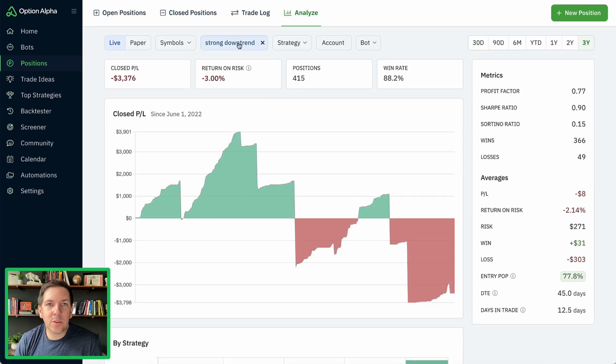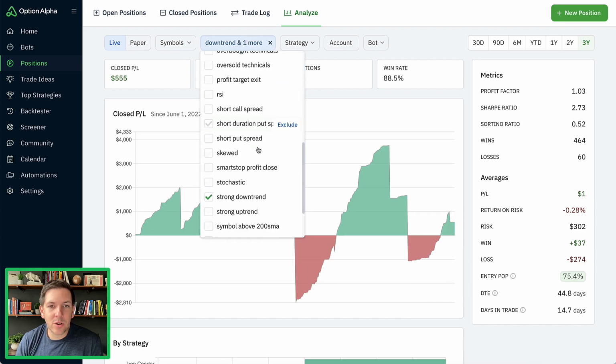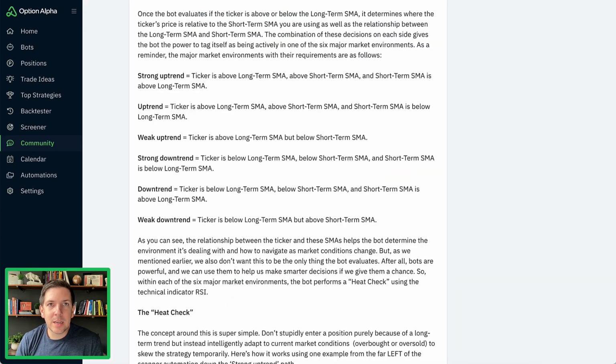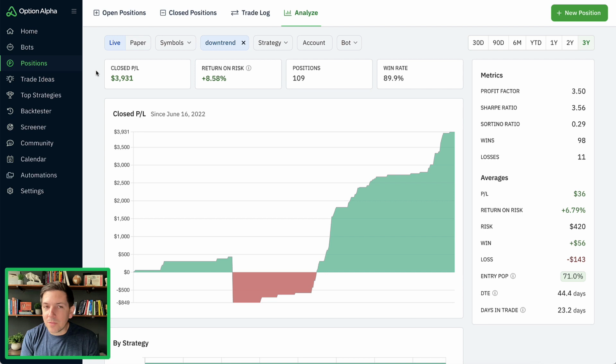Okay, so let's look at regular downtrend now. So we'll go to downtrend. Not a strong downtrend, just a regular downtrend. This would be defined here as ticker below the long term, which was for me the 200, below the short term, but the short term is above the long term. So it hasn't quite gotten to that really aggressive downtrend area. So downtrend, this is very interesting. Again, very cool to do this type of analysis.